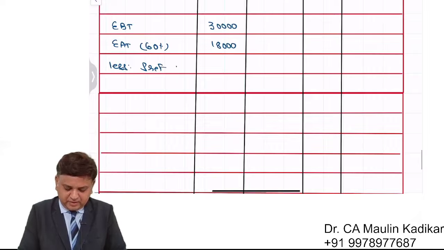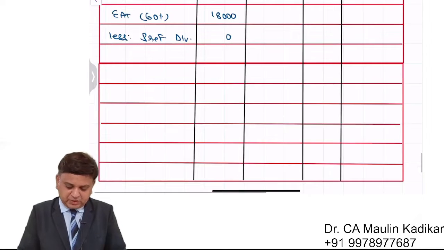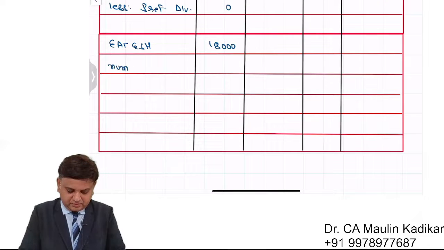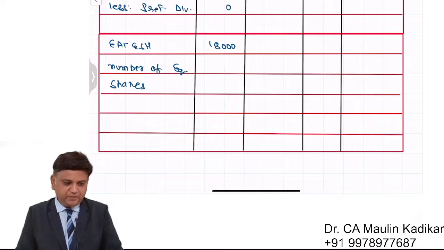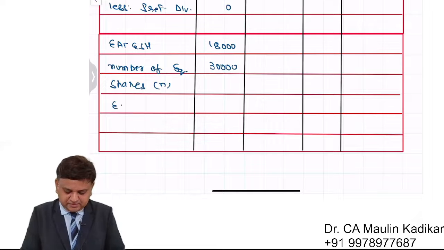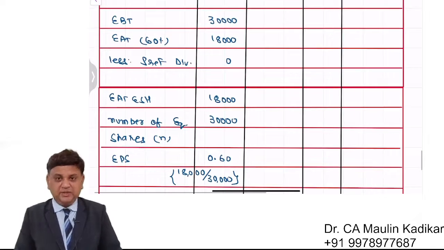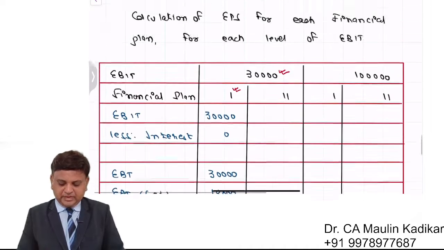Again, preference dividend is 0. So earning available to equity shareholders is 18,000. Number of equity shares, for plan 1, is 30,000. So that will give us EPS. It is 0.60. It is 18,000 divided by 30,000. That is the way the EPS is calculated, 60 paise. This is for plan 1.